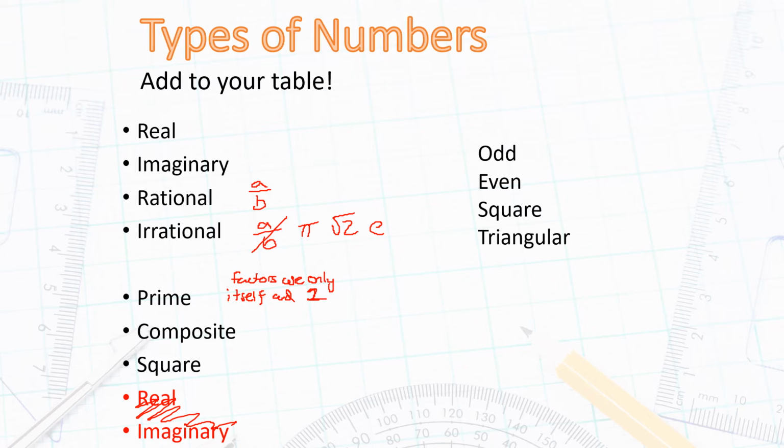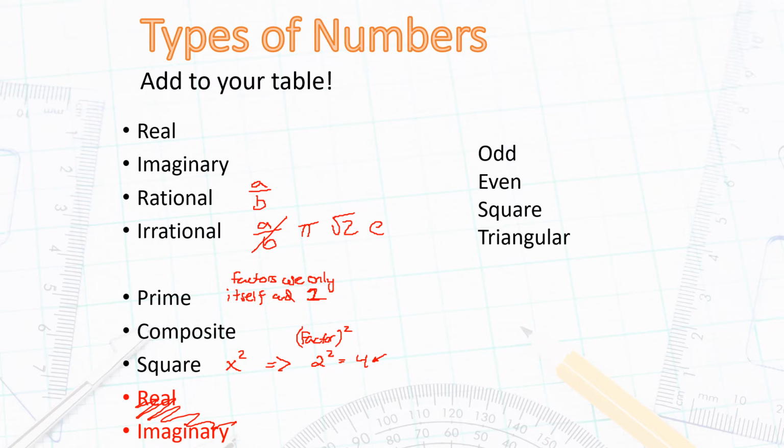A square number, so we think of this as something that can be represented as x squared. So if you think of something like 2 squared, you would get 4. So 4 is a square number. So it can be rewritten as a factor squared. So it has a factor that repeats.